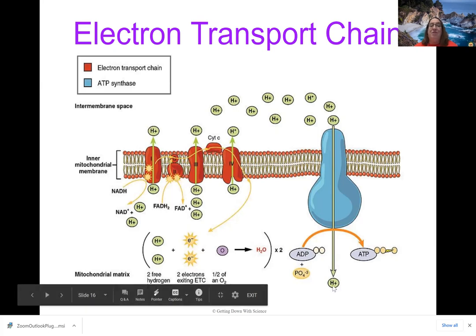Anybody have a guess what happens to the hydrogens? If you hadn't noticed, it's right here. So we're going to take the hydrogens, the electrons, and that oxygen that we had to inhale to make this whole process possible, and it makes water.